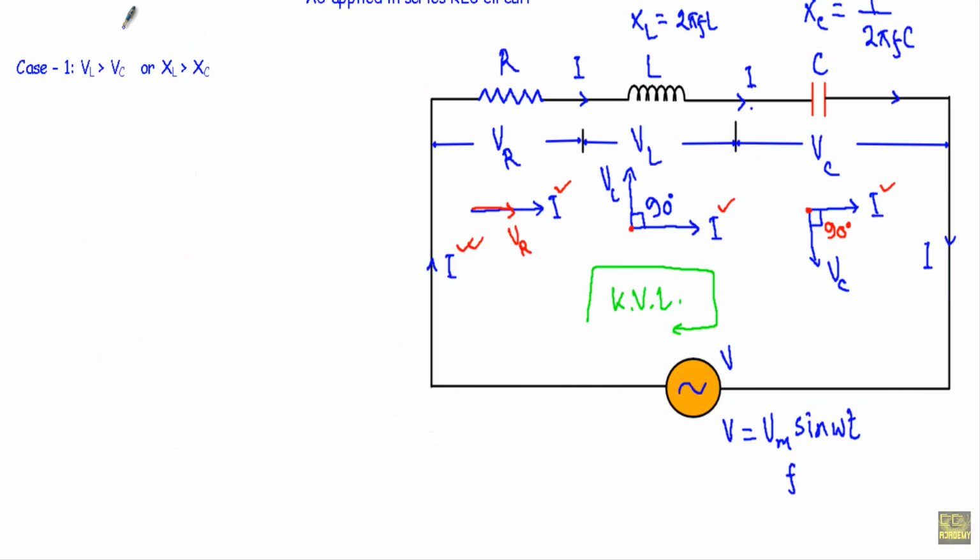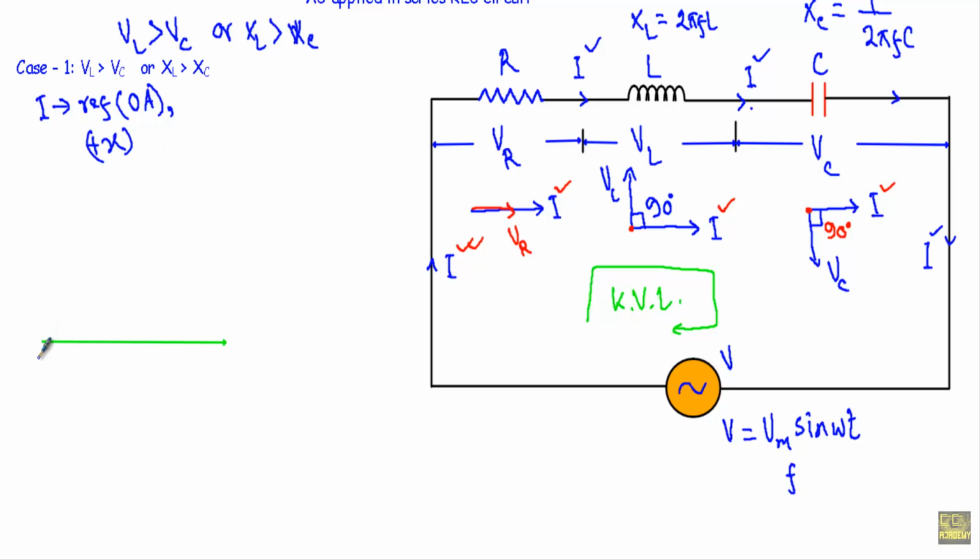Now consider the first case, when the voltage across the inductor will be greater than the voltage across the capacitor, or inductive reactance will be greater than the capacitive reactance XC. Okay, now see, in this circuit the current I remains same all over the circuit because it is a series circuit. Therefore, we will take the current I as our reference phasor, and I will denote that with OA. Okay, and I will take the reference in the direction of plus x axis. Let's say this OA is our reference axis and it indicates the current phasor I.